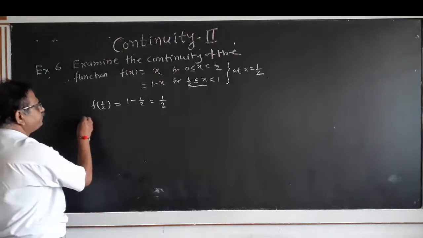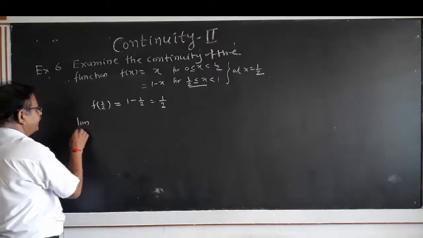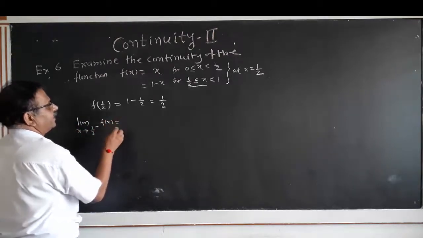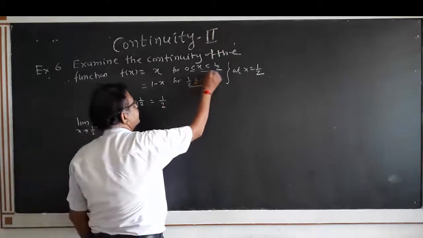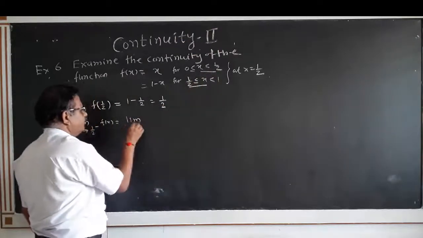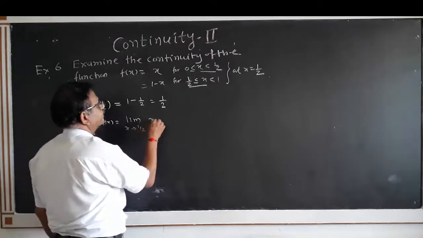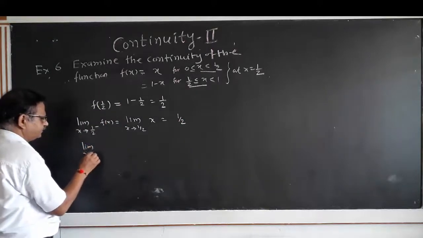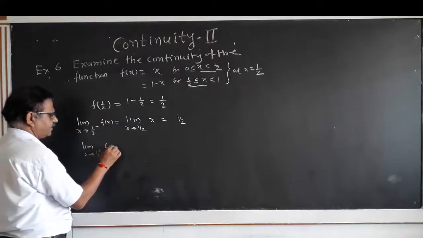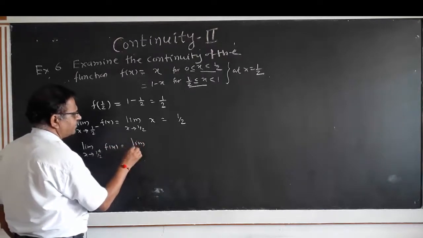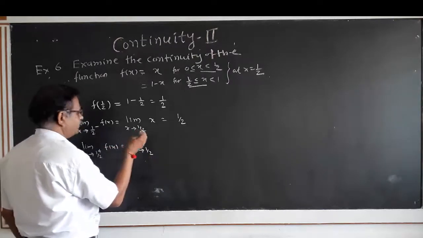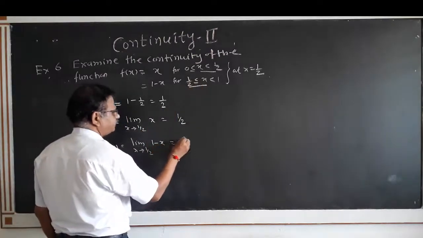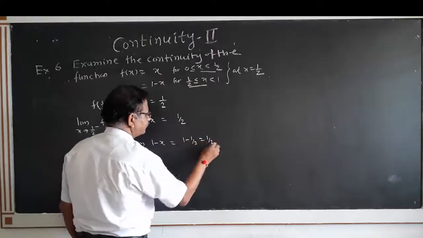Now, limit x tends to 1 by 2 minus, that is the left-hand limit of f(x). x is approaching 1 by 2 from the left-hand side, that means x is less than 1 by 2, equal to limit x tends to 1 by 2 of x, which is 1 by 2. Again, the right-hand limit. Limit x tends to 1 by 2 plus of f(x) equals limit x tends to 1 by 2. x is approaching from the right-hand side, that means x is greater than 1 by 2, of 1 minus x. It is again 1 by 2.